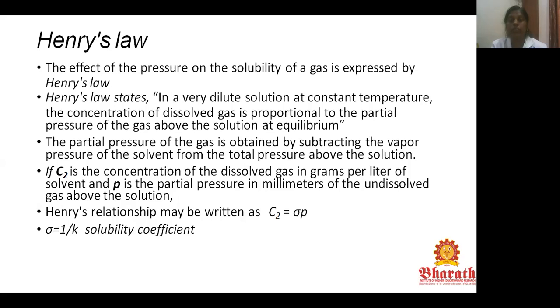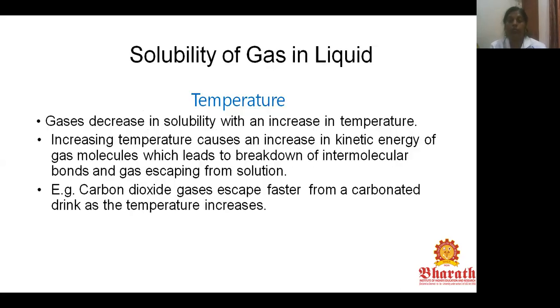So Henry's relationship may be written as C2 is equal to sigma P. So sigma is equal to 1 by K, which is the solubility coefficient.